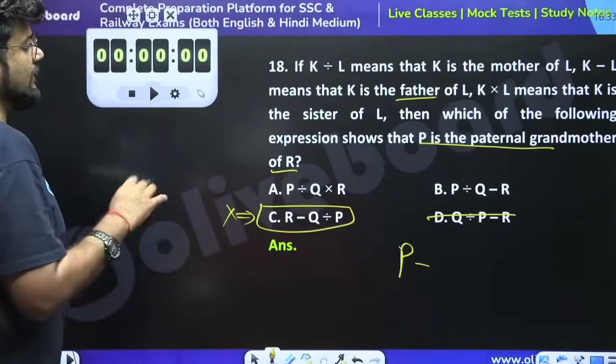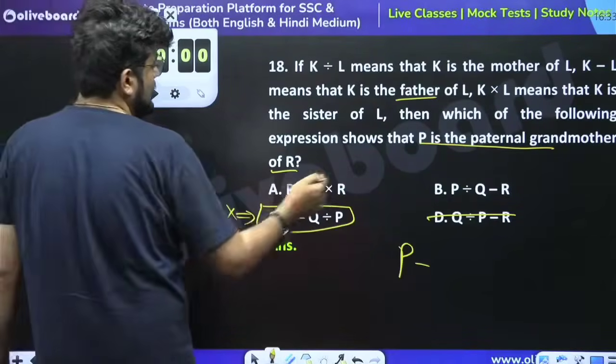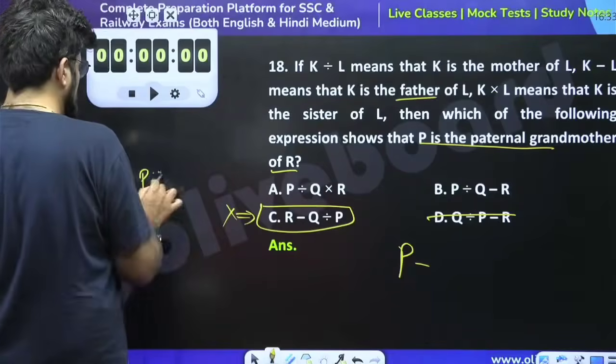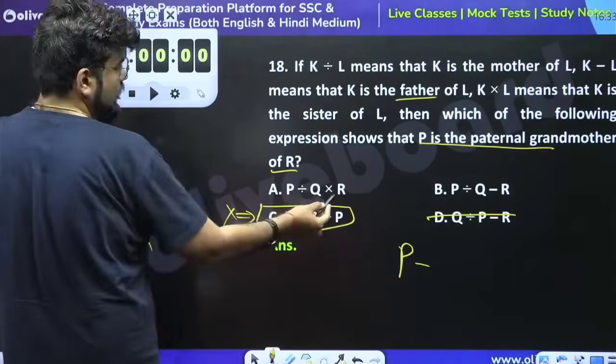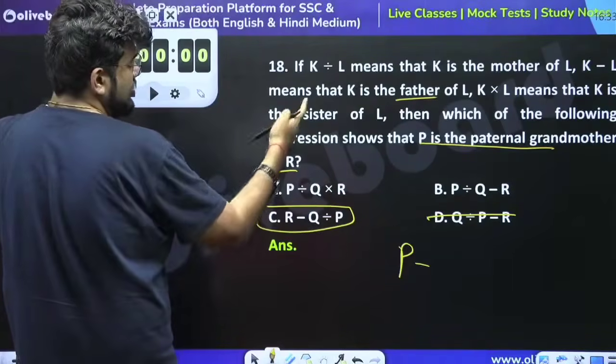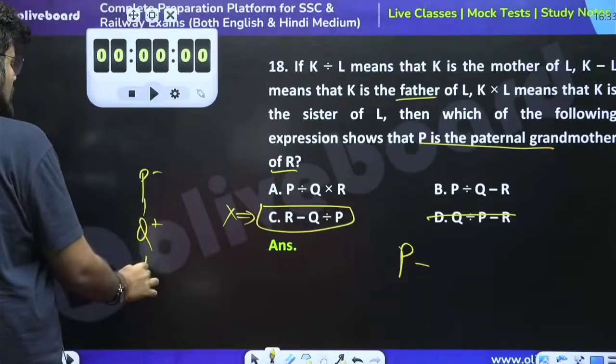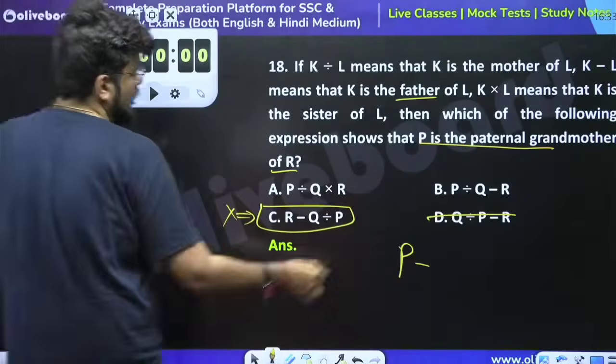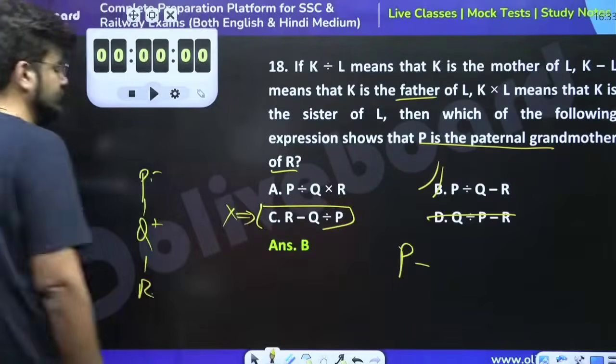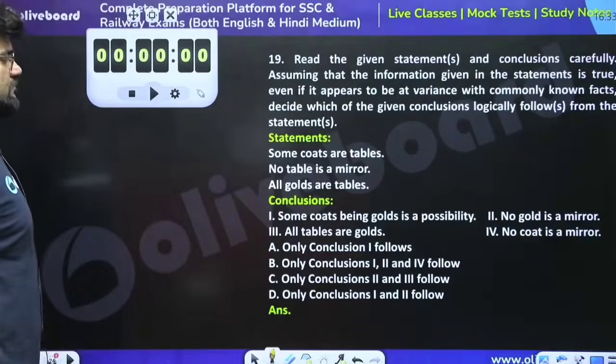Okay, now check between A and B. If you see P divided by Q, P divided by Q means P is the mother of Q. Q into R means Q is the sister of R, but we need P to be the grandmother. So Q minus R means Q is the father of R and P is the paternal grandmother of R. Option B is our correct answer. Next.